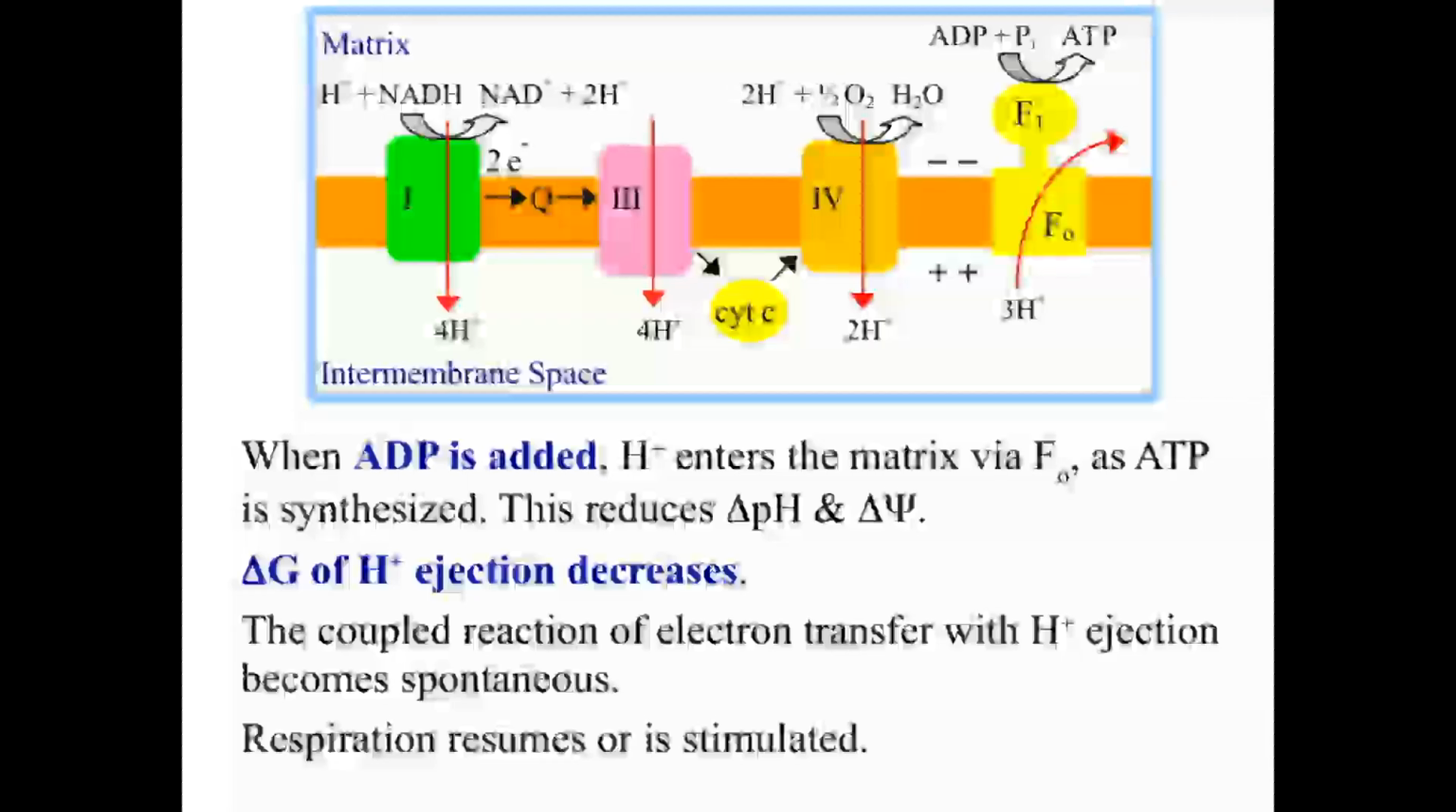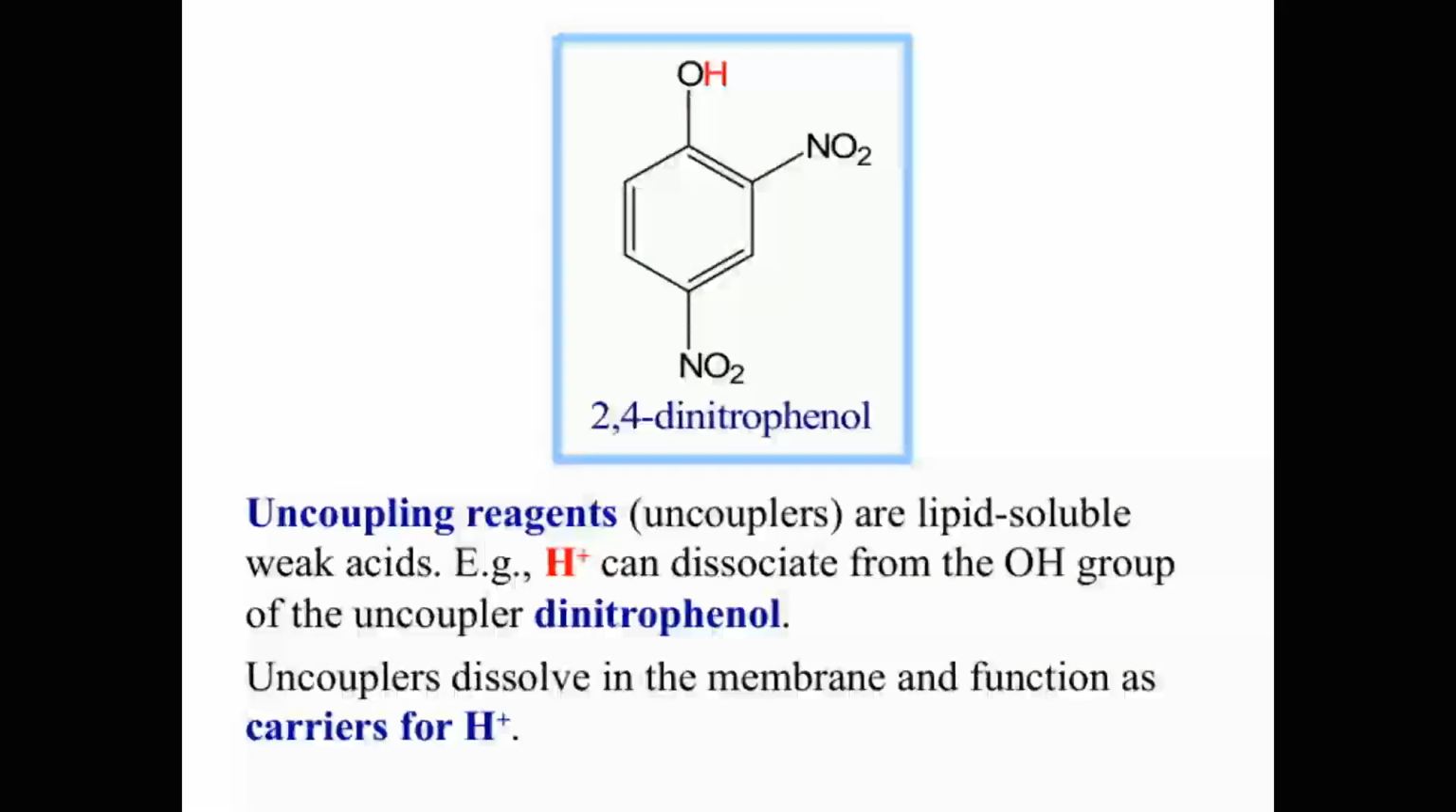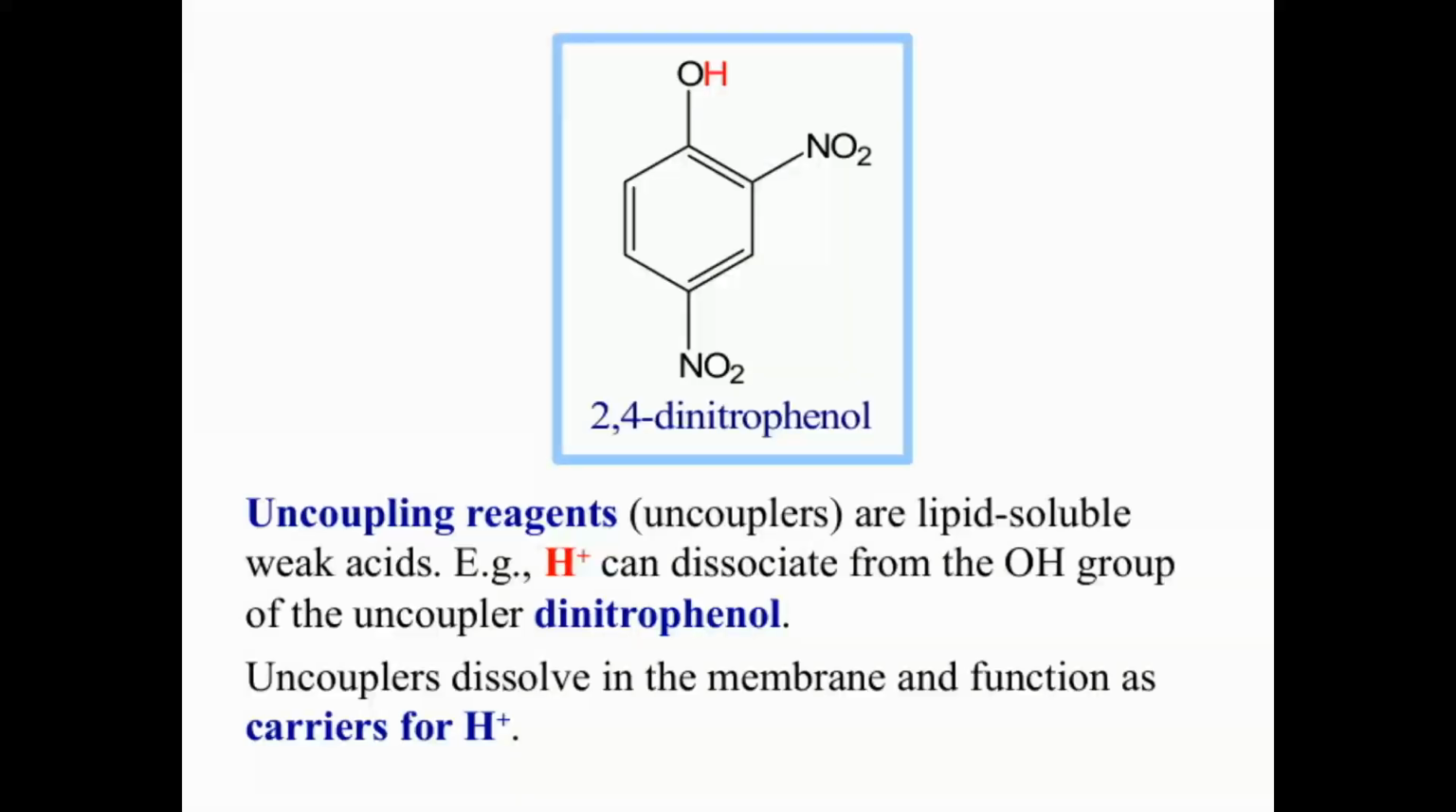Now, let's talk about uncoupling reagents, also known as uncouplers. These are lipid-soluble weak acids, which means they can easily pass through the lipid membranes of mitochondria. An example of such an uncoupler is dinitrophenol. In this case, a hydrogen ion, or H+, can dissociate from the hydroxyl group, the OH group, of the uncoupler molecule. This dissociation is key because it allows the H+ to be transported across the membrane.